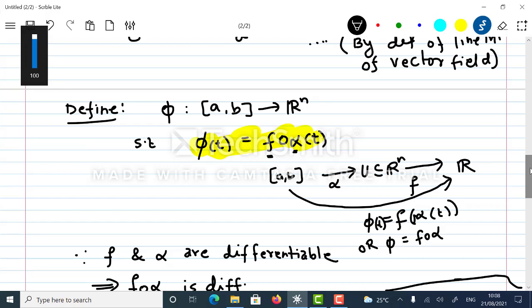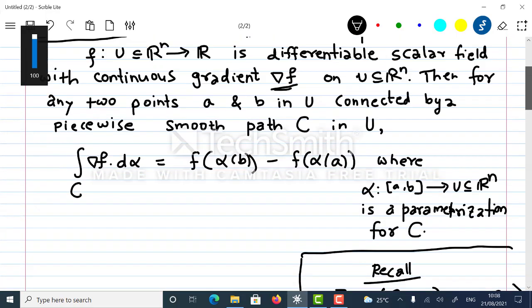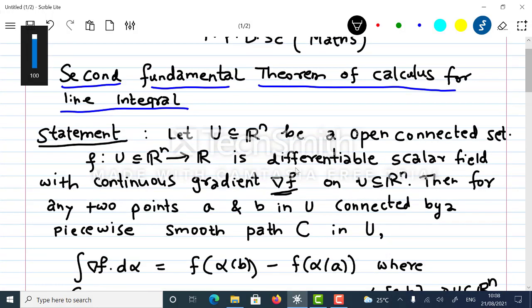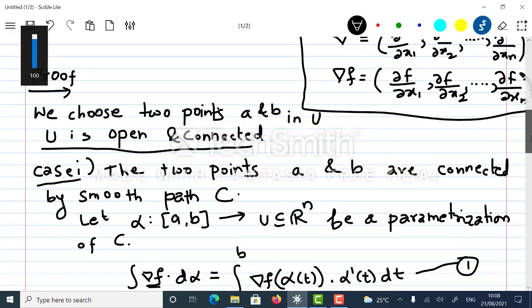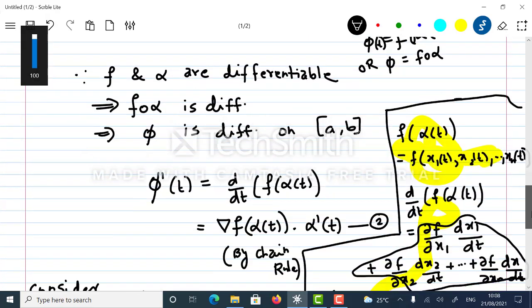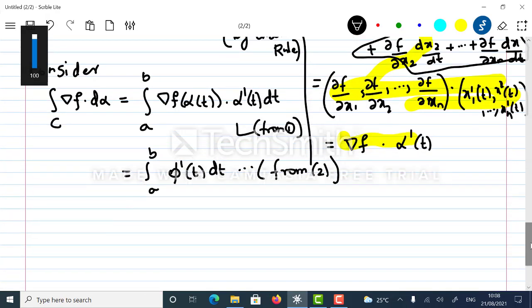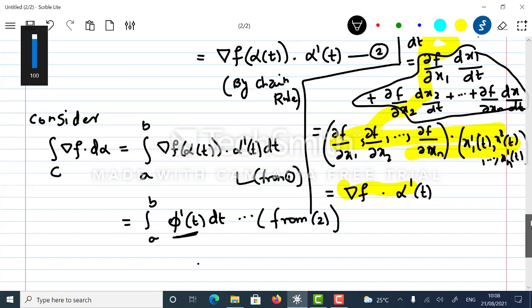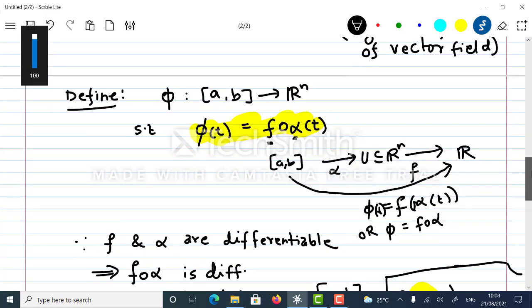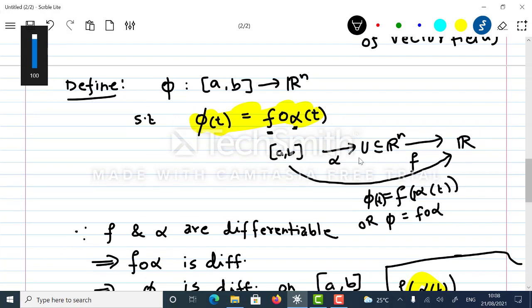Maybe if I have not mentioned that f is continuously differentiable, we will write down that at the beginning: f is a continuously differentiable scalar field. And the parameterization alpha is already continuously differentiable. That's the definition of parameterization. So here we know that phi dash is continuous and it's a scalar field. Is it mentioned? I have already given. Yeah. No, it's a vector field.